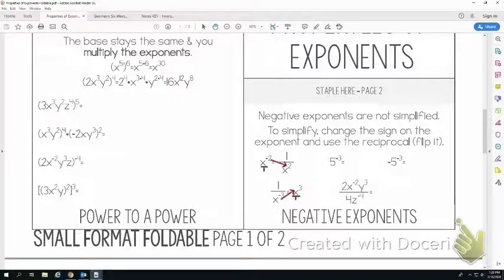So on the first one that's not answered, 5 to the power of negative 3, that is going to turn into 1 over 5 cubed. Okay, so now, Keenan, what would the next one be? 1 over 5 cubed.